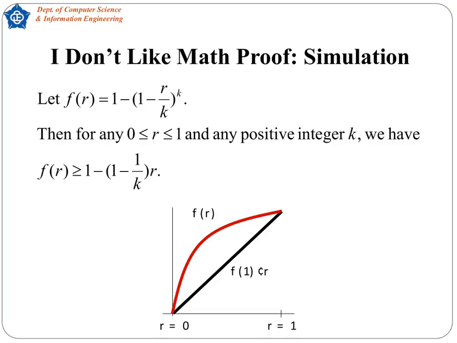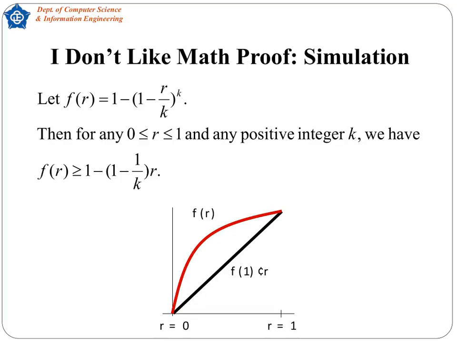Building on our previous bound, let's introduce the function f(r) equals 1 - (1 - r/k)^k. For r in [0, 1], and any positive integer k, our goal is to show that f(r) never dips below a fixed fraction of r, namely f(1)r. Since f(1) equals 1 - (1 - 1/k)^k, the inequality we're after is simply f(r) is greater than or equal to f(1)r.